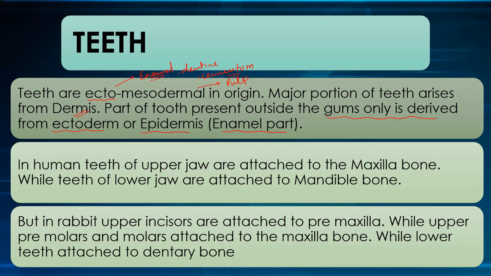In humans, teeth of the upper jaw are attached to the maxilla bone. The maxilla bone is basically attached to the skull, with the cranial bones. While the teeth of the lower jaw are attached to the mandible bone, which is movable.